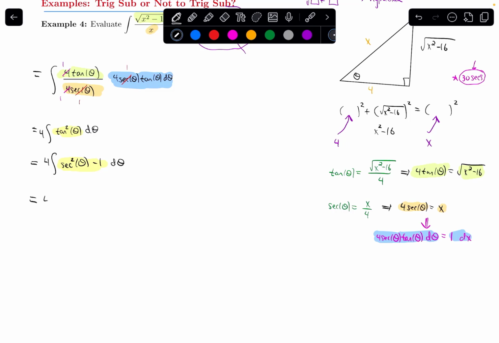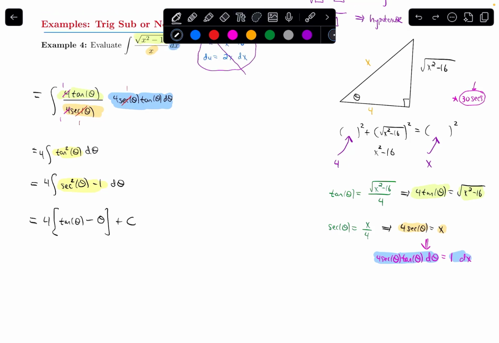So I got the 4 in front. The antiderivative of secant squared is tangent theta. Antiderivative of 1 is theta. Close the bracket. I need to put a plus c because this is an indefinite integral. And now I gotta sub back in. So I got that 4 in front. What's tangent of theta? Well, we had that over here. It's this square root term over 4. It's that square root of x squared minus 16 all over 4.